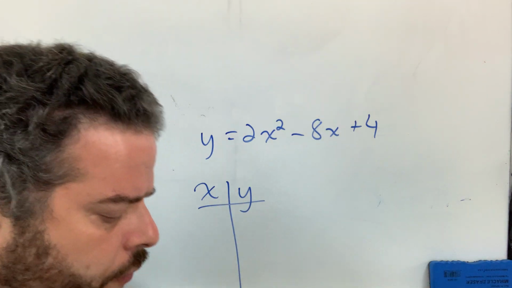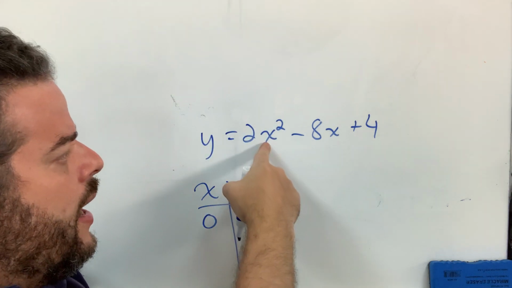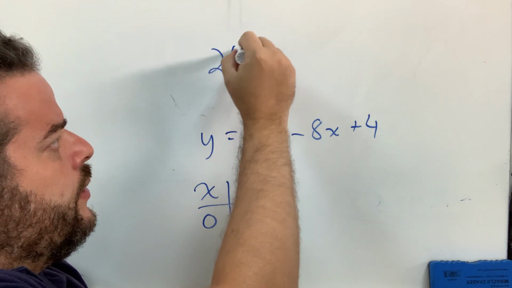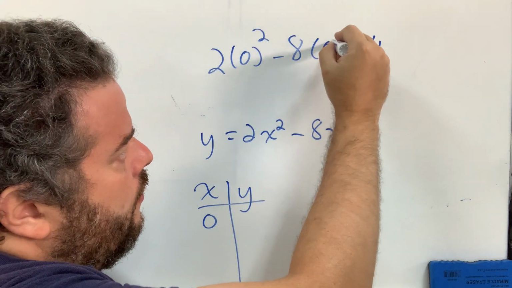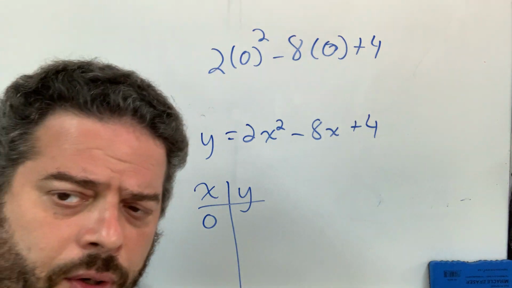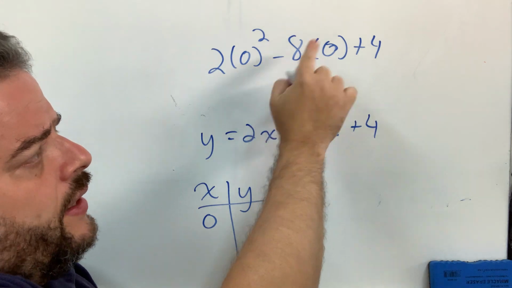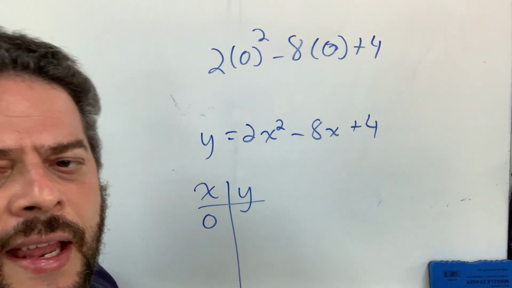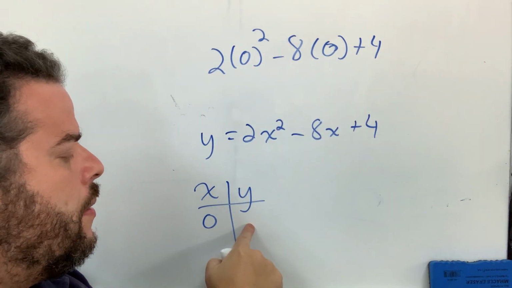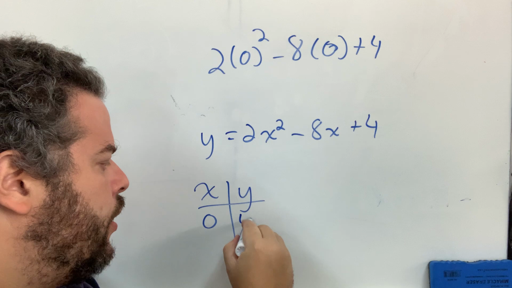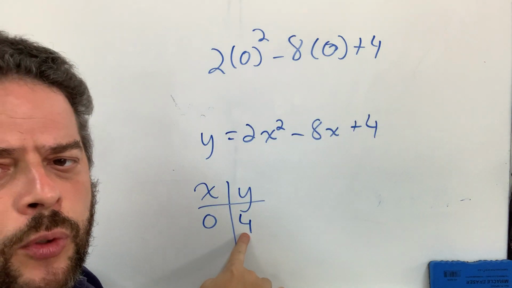Now let's begin. For example, when I use x equals 0, I'm going to put my x, 0, here. I'm going to switch all these variables for 0, and then use PEMDAS in order to do these operations. 0 squared is 0, times 2 is 0, negative 8 times 0 is 0, and I end up with an answer of 4. So when my x value is 0, my output will be 4. When my input is 0, the answer I get back, or output, will be 4.